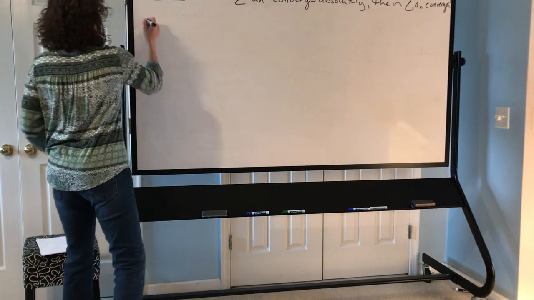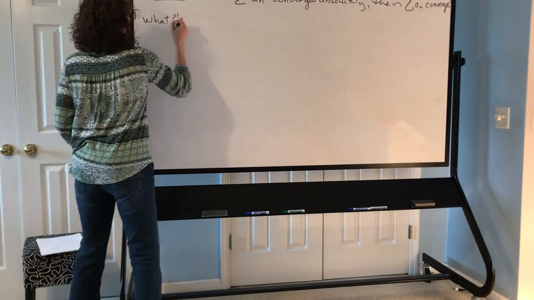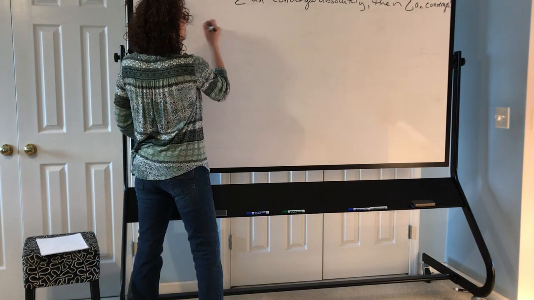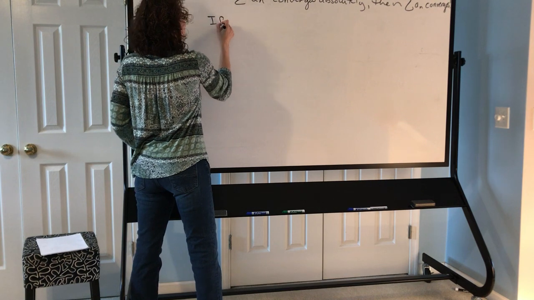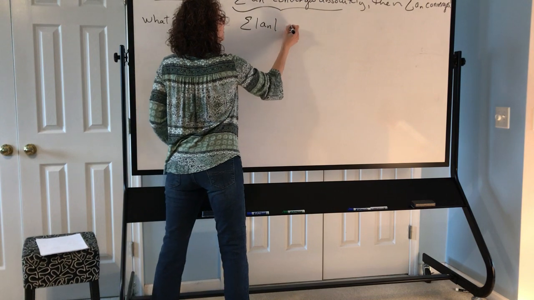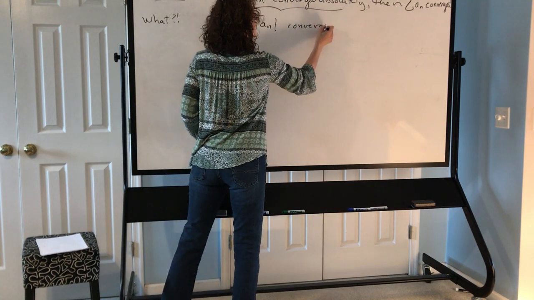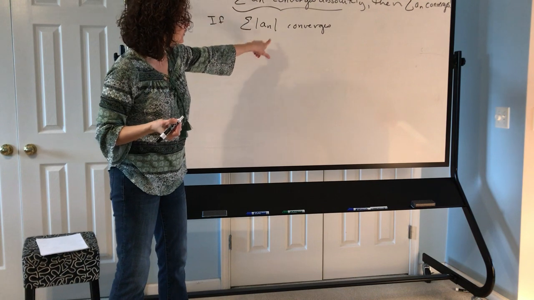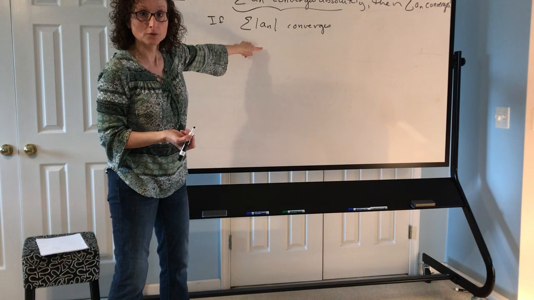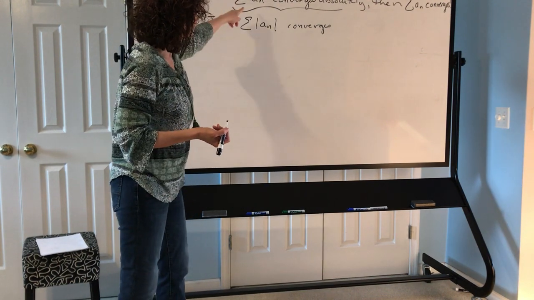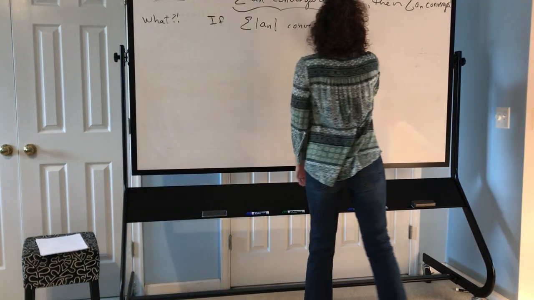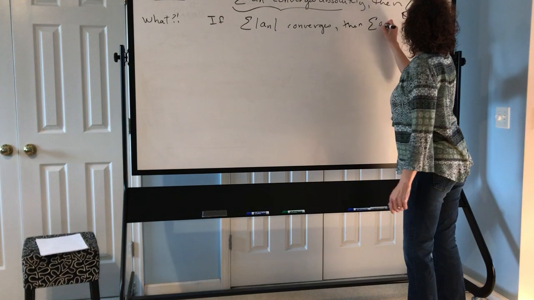So let's think about this again. What did that say? Let's write it differently. If the sum of the absolute values converges, what is this the same as? If the series of the absolute values converges, that's the same as saying AN converges absolutely by our previous definition. Well, that series converges absolutely. Its series of absolute values converges. So if that converges, then this converges.